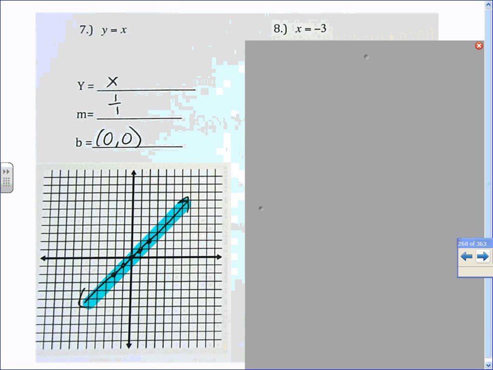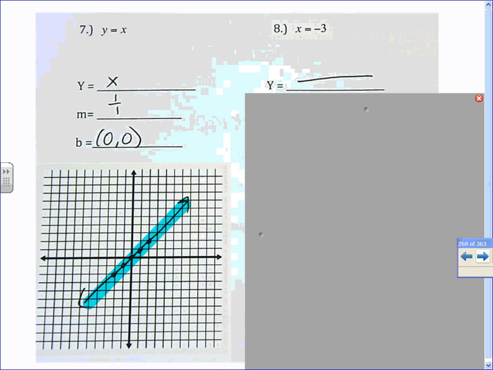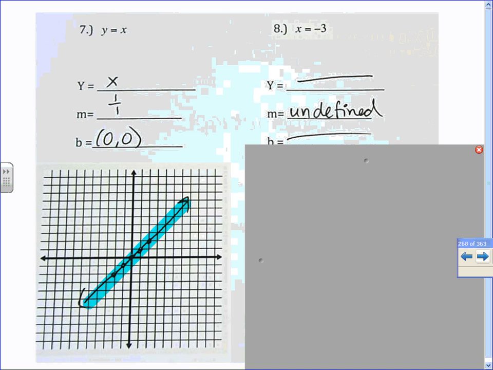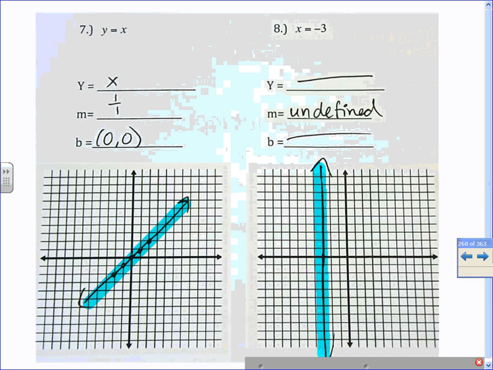Emma M, number 8. Good. Awesome. What does the graph look like? This or this? Good. Good job. This or this. Or we could just say vertical or horizontal. Okay, so there's no y-intercept when it's x equals a number. It never is going to go through the y-axis. Your slope is always undefined. It is not a function.